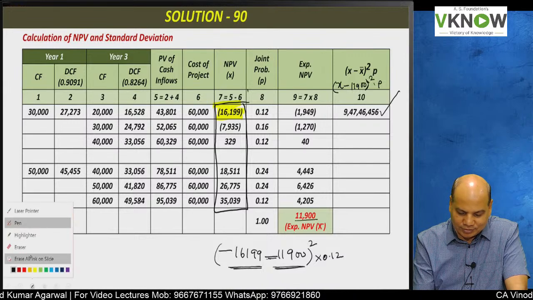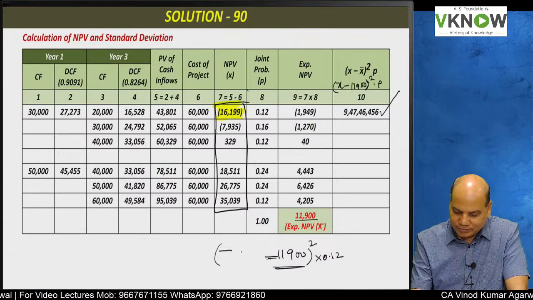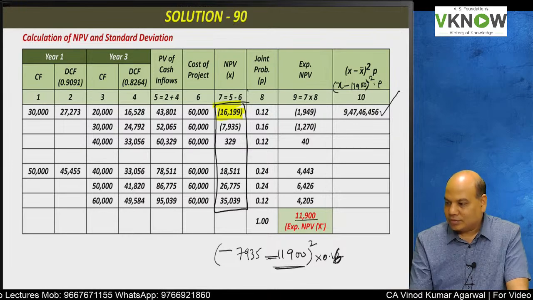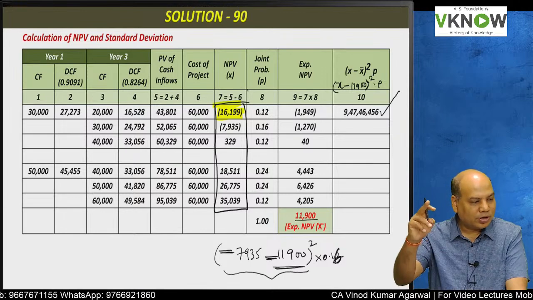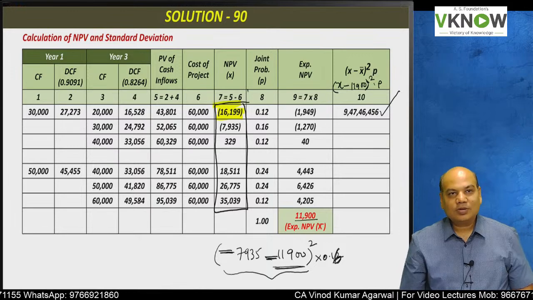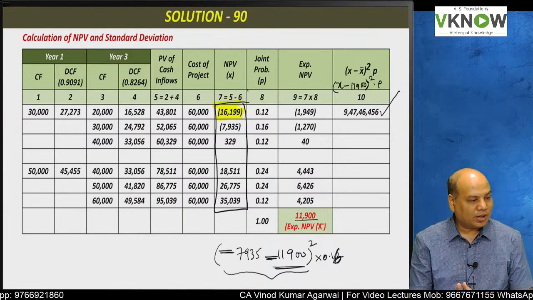Now try the next one. Second number, 7935 is negative. Minus 11,900 square into probability is 0.16. When both numbers are negative, you have to add them. That was taught in your schools, and I am teaching you again without charging any extra fees for explaining you. When both numbers are negative, you have to add.